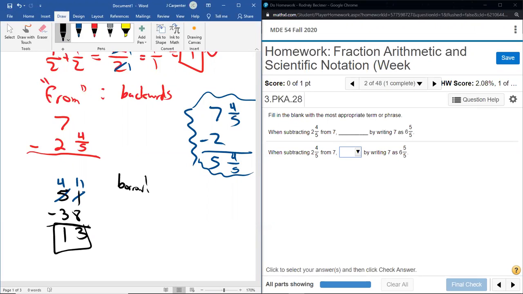Now, I hope that you all know how to borrow. I hope that the skill you still have. If not, you need to go do 100 to 1,000 of them, and then hopefully you've got it down.